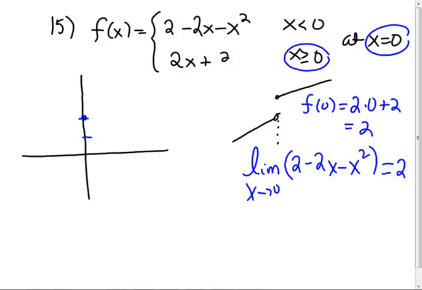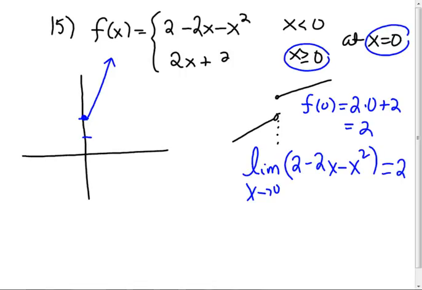Now let's do the easy one first. What's the graph of 2x plus 2 look like? This is nothing new. What's the graph of 2x plus 2? It looks like a line. So I'm going to graph a line there with a slope of 2. So it looks like this. What does the other side look like? Without even doing any work. It's a parabola. What kind of parabola is it?